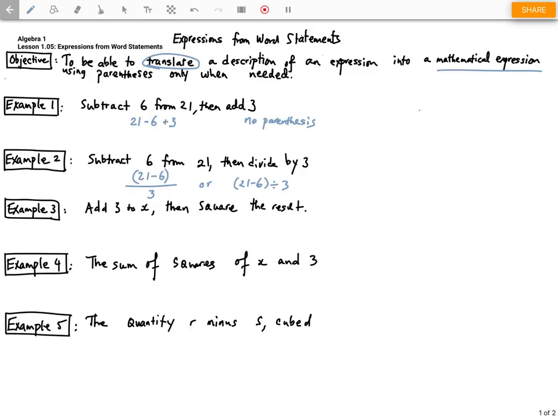In this case, parentheses or a vinculum are needed. Without them, the 6 would be first divided by the 3. And that's not the proper order of operations.